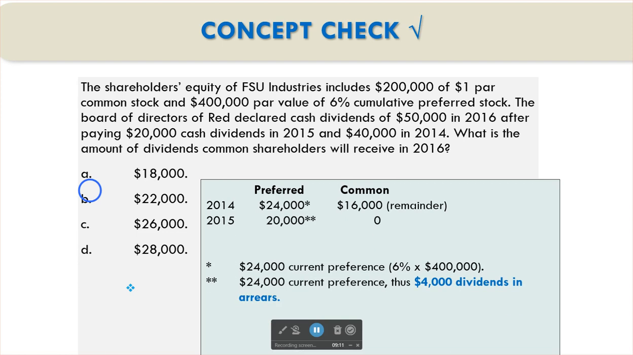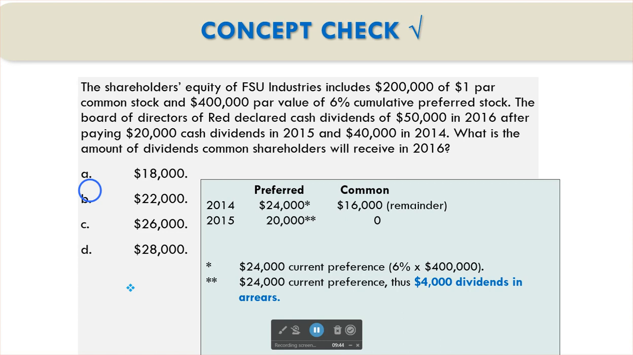In the next year, we only have 20,000 declared, and this is where I said you can see you're going to have a problem, because the 20,000 will all go to preferred, and because they should have been paid 24, there's 4 in arrearage that's going to have to carry forward. So before the common will get anything in 2016, if it's declared, you have to take care of that arrearage for the preferred, as well as paying them what in 2016?